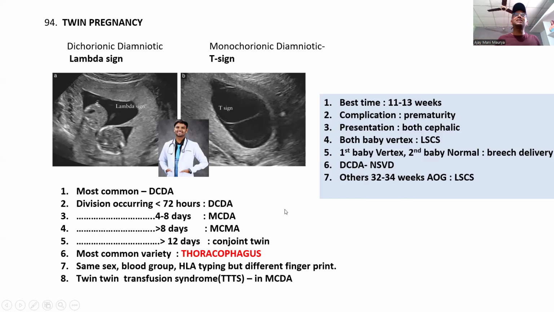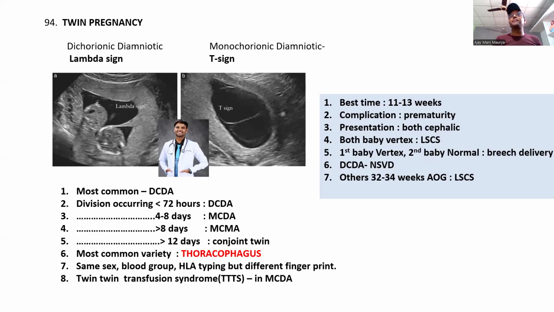If the division occurs within less than 72 hours, then there is a chance of DCDA. If it occurs within 4 to 8 days, it is a chance of MCDA. More than 8 days, MCMA. More than 12 days, conjoined twins. The most common variety is the thoracopagus. Please remember this one, guys.